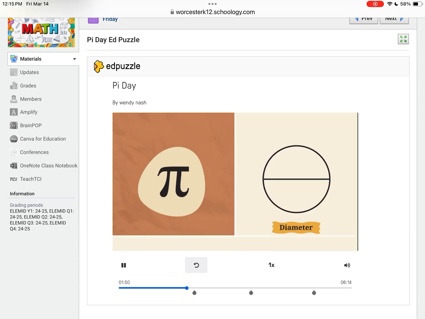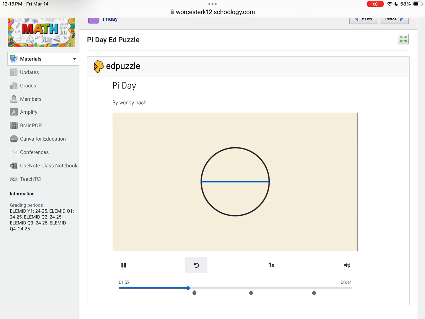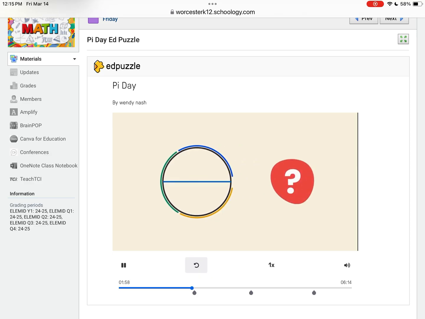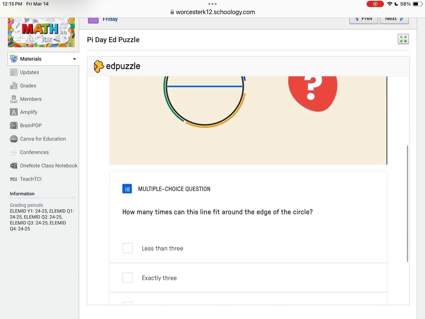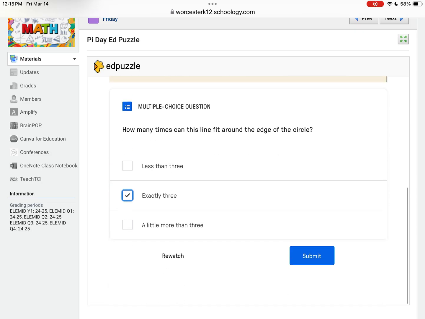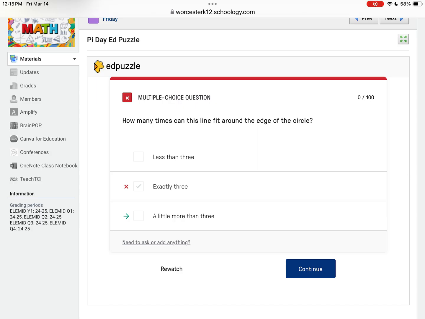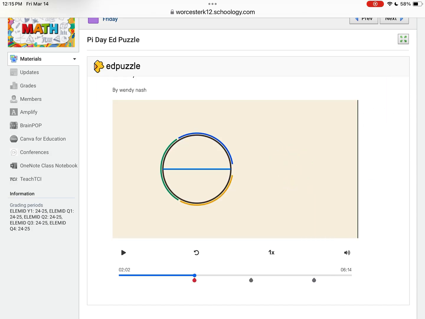Watch what happens when we use this line, the length of the diameter, to measure the outside edge of the circle. How many times can this line fit around the edge of the circle? The line fits around the outside edge of the circle a little more than 3 times. See? There's still a little room left over.